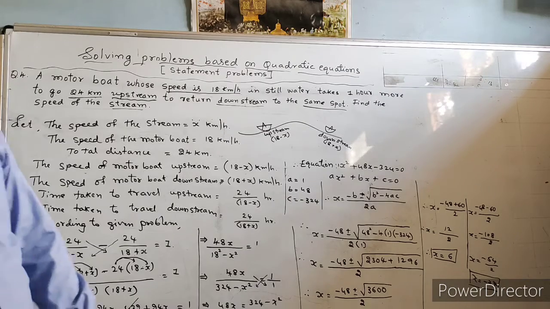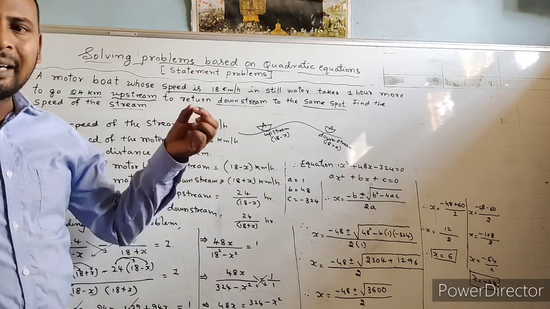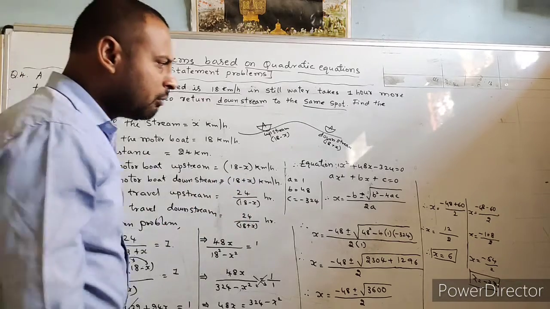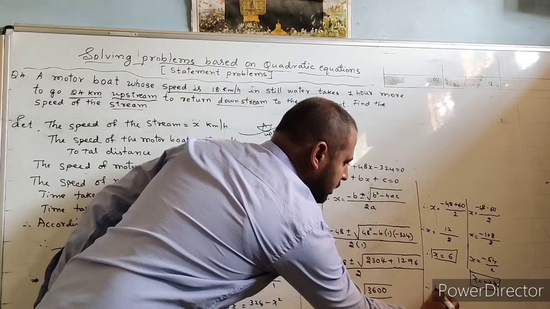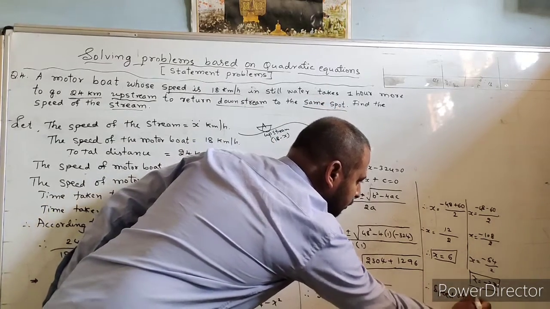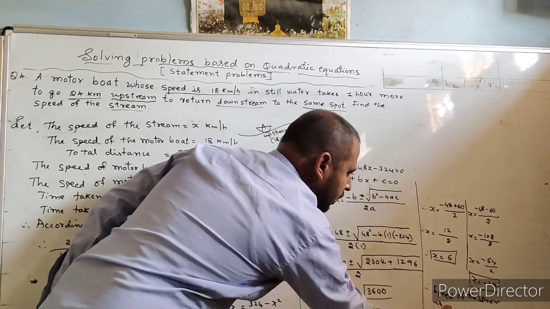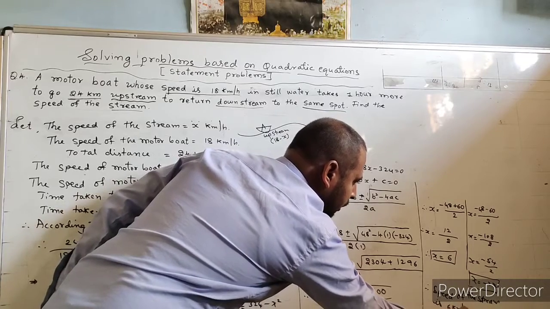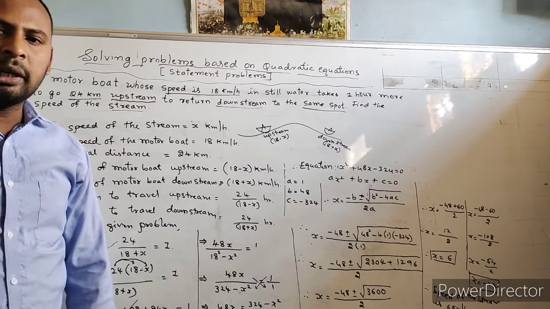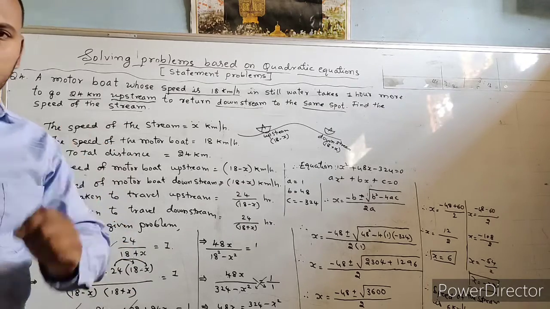Now therefore, taking the positive value and neglecting the negative value, so taking its positive value. Therefore, here the speed of the stream is 6 kilometer per hour. Now it's very important for 3 or 4 mark questions for your examination.